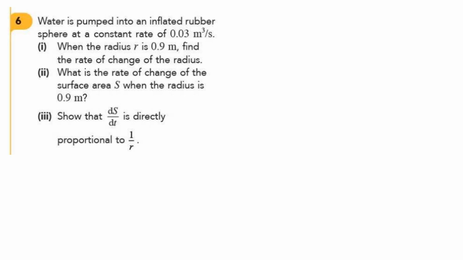So for part 1, what we need to do is to find the rate of change of the radius when the radius is 0.9 meter. So that means when the radius is 0.9 meter, what is the rate of change for the radius? And for part 2, what is the rate of change of the surface area when the radius is 0.9 meter? And part 3, we need to show that dS over dt, that means rate of change of S with respect to t, is directly proportional to 1 over r.